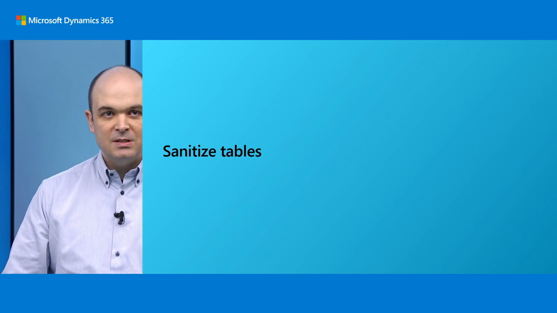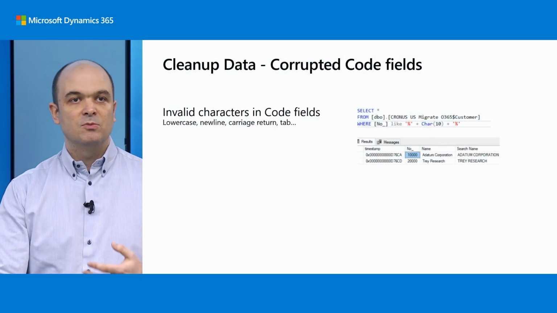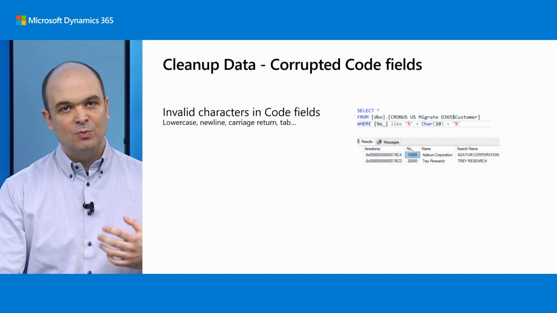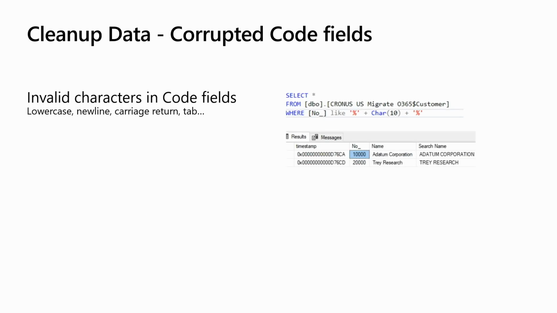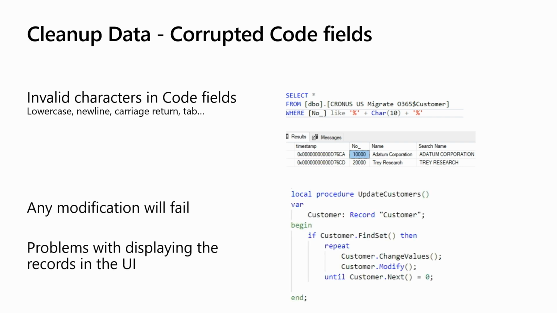The second unblocker that we did is the action to sanitize tables. On previous conferences and previous events, we have asked you to sanitize the tables before going live. Because if the customer has been using our product for a very long time, before SQL, they probably have invalid characters in code fields. And the reason why is because old versions of our product were allowing you to put new line characters in code fields, lowercase characters, and similar things.